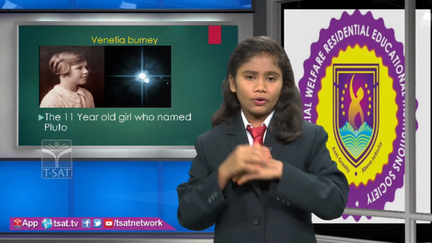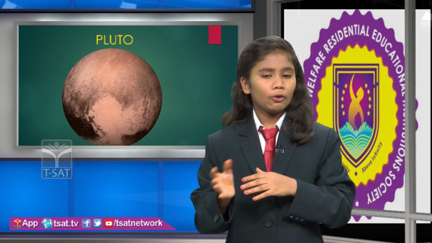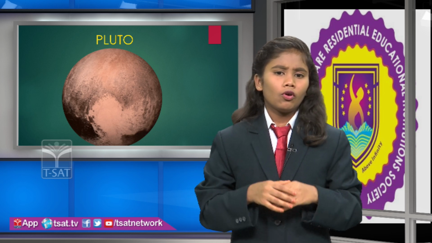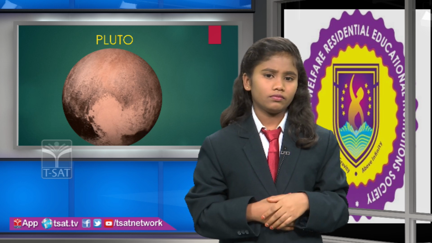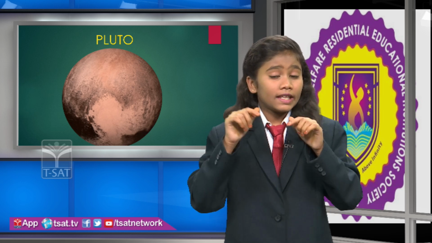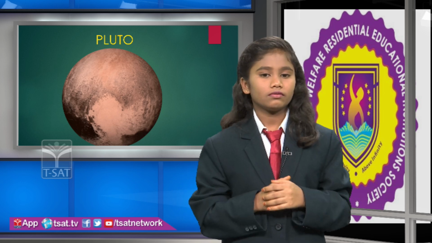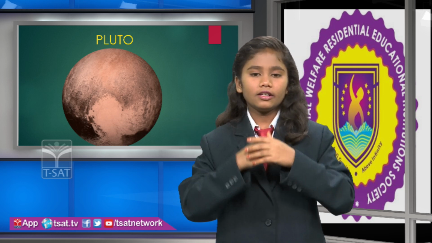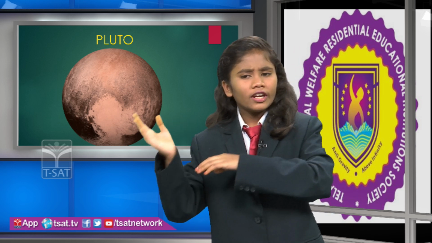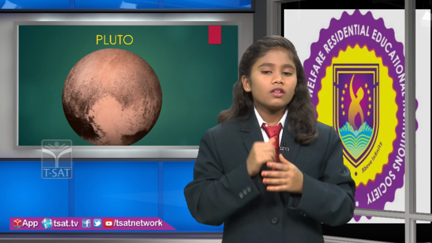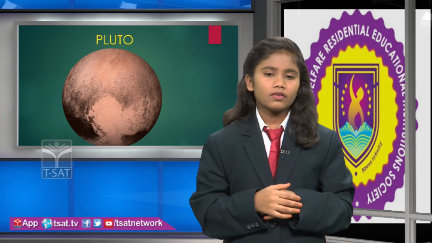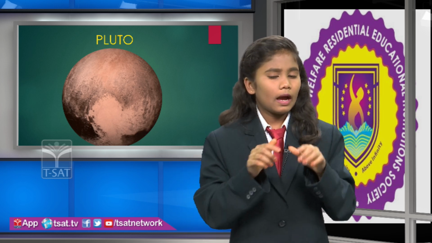Now let us discuss more about Pluto. Pluto is the largest dwarf planet in the solar system. It was discovered in 1930 as the 9th planet from the Sun. But after 1992, its status as a planet was questioned following the discovery of several similar objects in the Kuiper Belt.